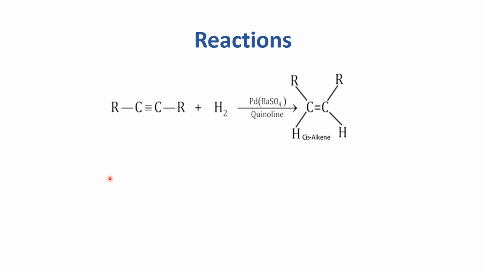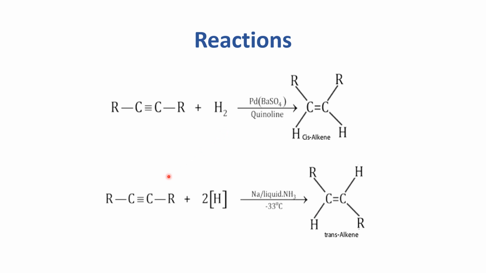Here we have reactions. We have an alkyne treated with hydrogen in the presence of palladium, barium sulfate and quinoline. So जो product मिलता है वो हमें cis alkene मिलता है, ना कि trans alkene. लेकिन जब हम इसी alkyne को hydrogen के साथ treat करते हैं in the presence of sodium and liquid ammonia at -30 degrees Celsius, we will get a trans alkene.